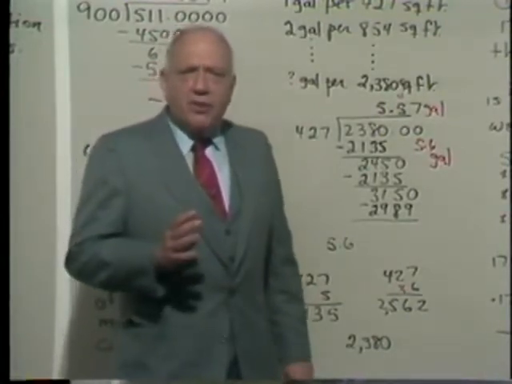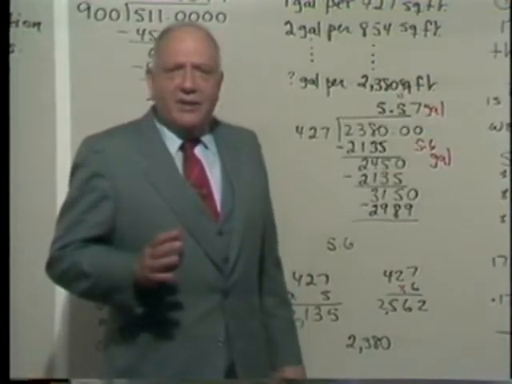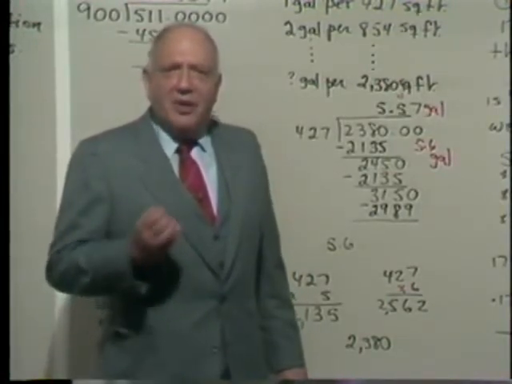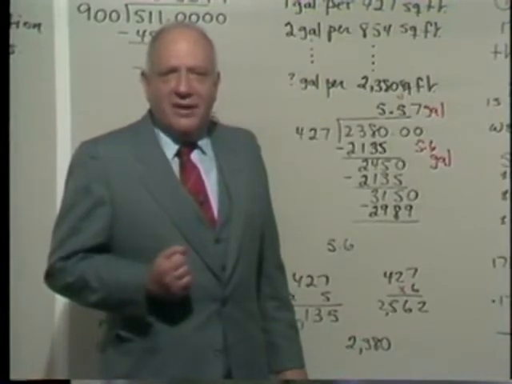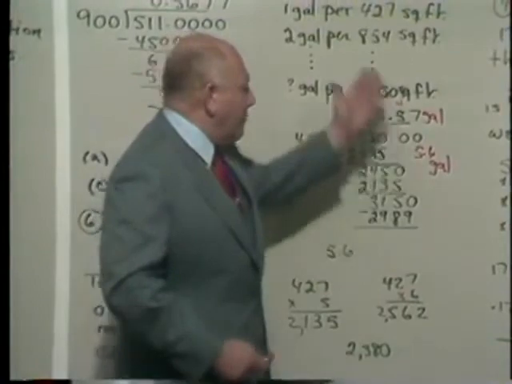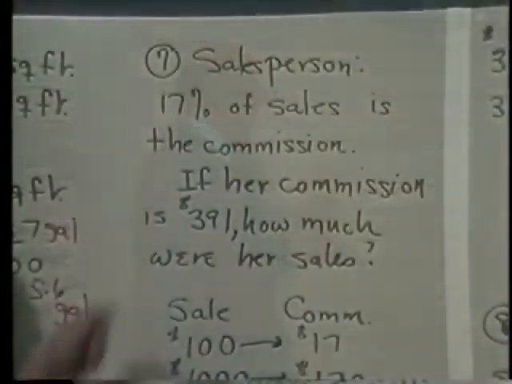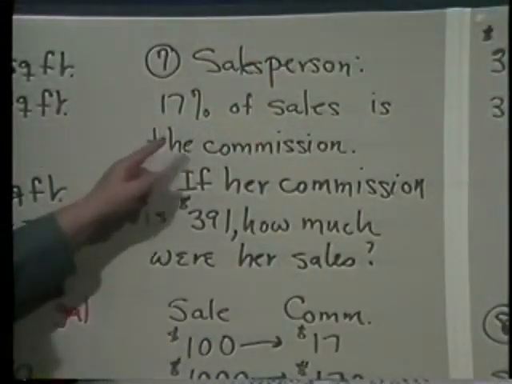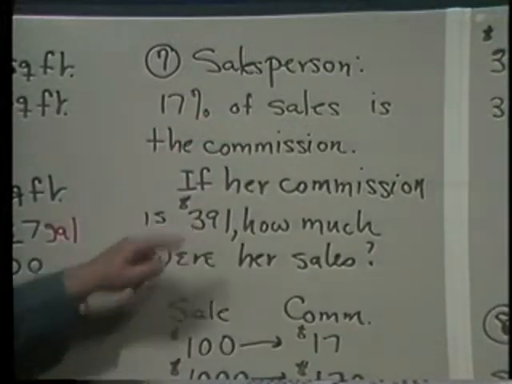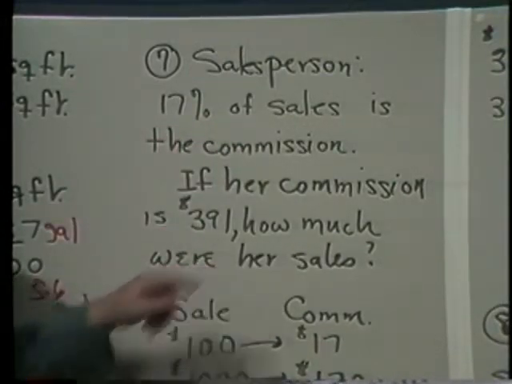Do the opposite of what you're taught to do in an English writing course. Don't find the biggest word that says what you want. Find the smallest word that says what you want. See? Find the easiest way to understand it. Like take problem number 7, for example. It says a salesperson earns as a commission 17% of the sales. If her commission is $391, how much were her sales?